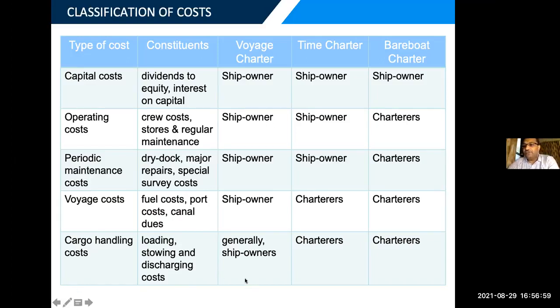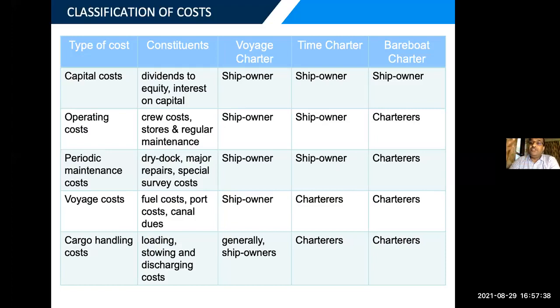Under voyage charter, I've deliberately used the word generally, ship owners. Because what happens is when a ship is deployed on voyage charter, you can insert a term called FIO terms. FIO terms means free in and out terms. So under free in and out terms, though the ship is on voyage charter, the charterer will be incurring the stevedoring cost, loading unloading cost. But that is not always, it happens only sometimes. If there is no such term, no FIO terms, then the ship owner will incur the loading and unloading cost because it is a commercial management cost.